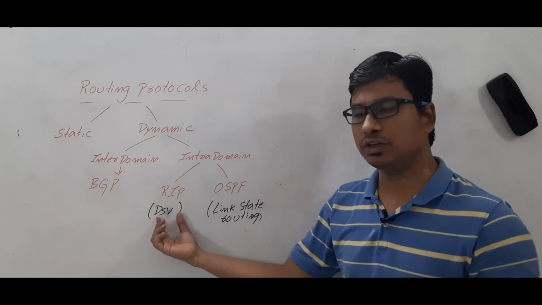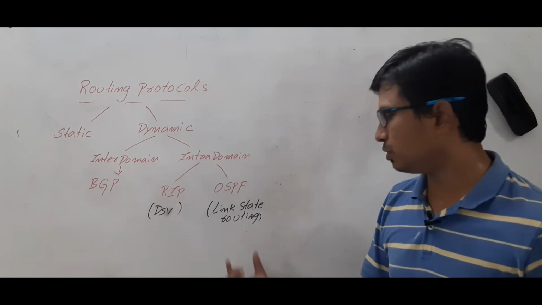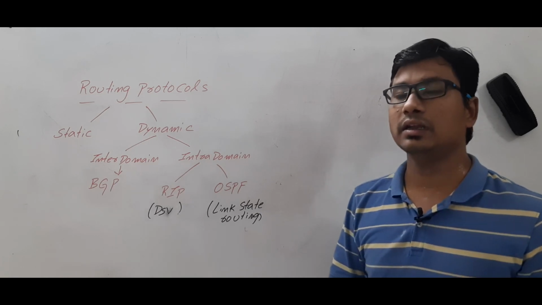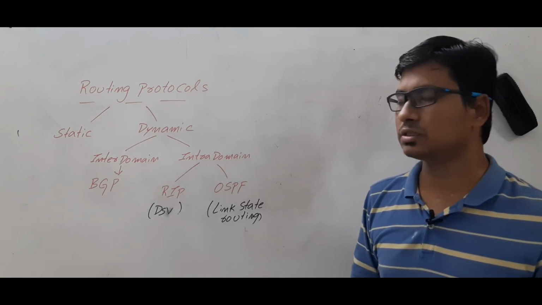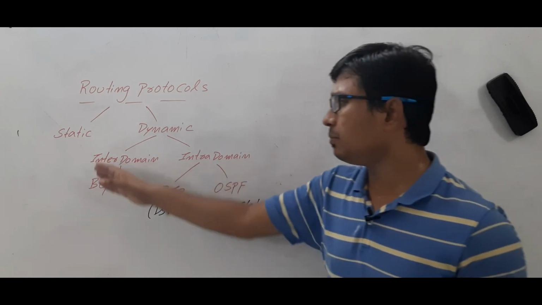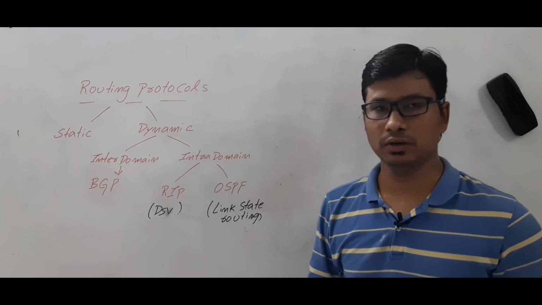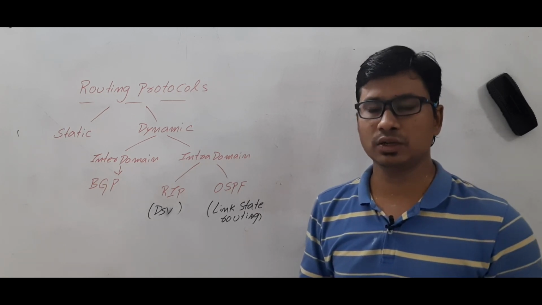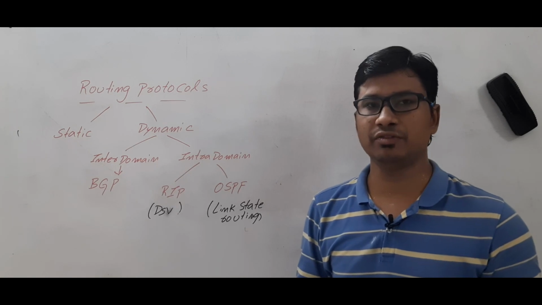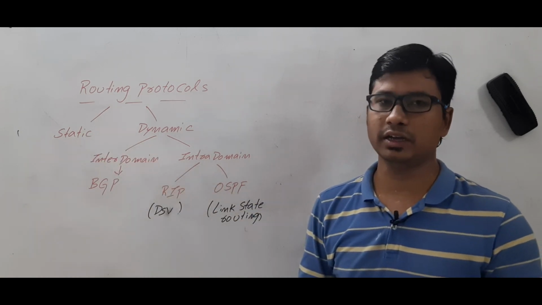In the next videos, I will discuss the distance vector algorithm, then the link state routing protocol, and then the differences between them so that you will understand the concepts in detail. Coming to inter-domain, we have the Border Gateway Protocol. Is it clear? I hope you have understood what routing is, how it is different from flooding, and the difference between static routing and dynamic routing.